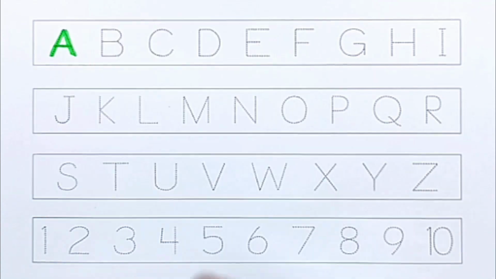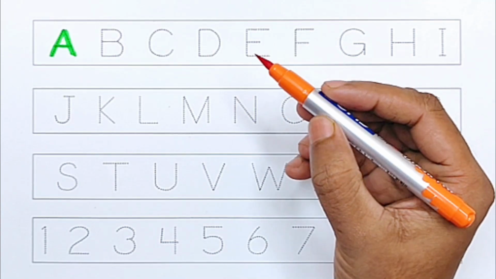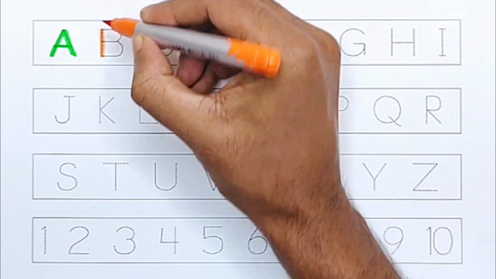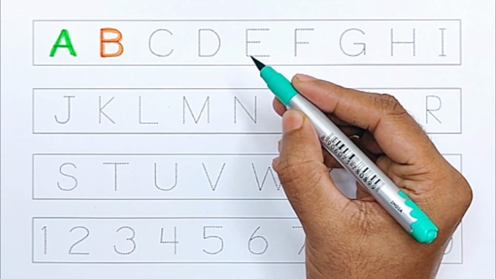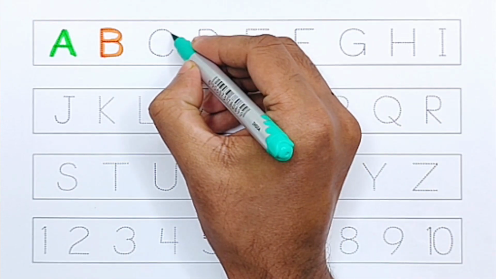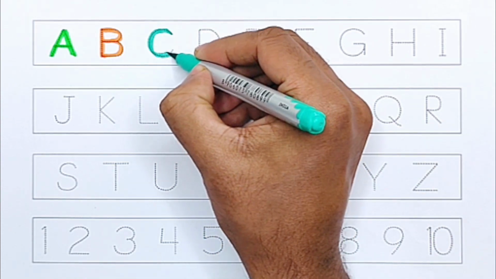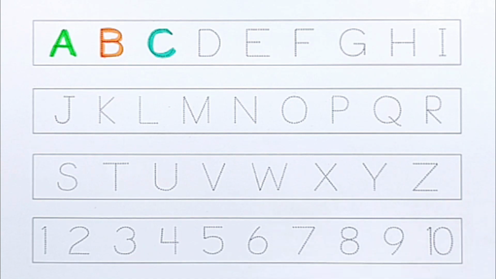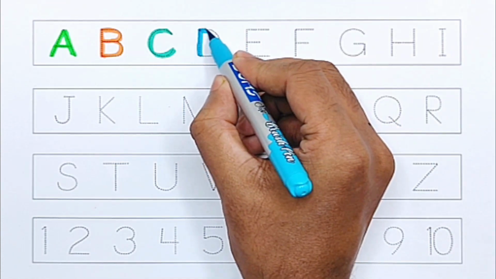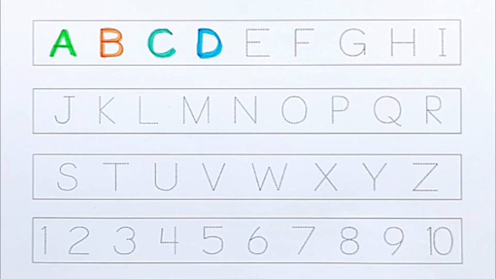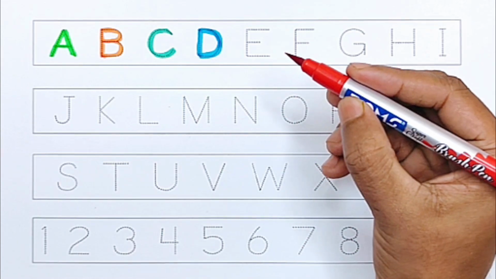A for apple, orange color. B for banana, sea green color. C for cat, sky blue color. D for dog, red color.